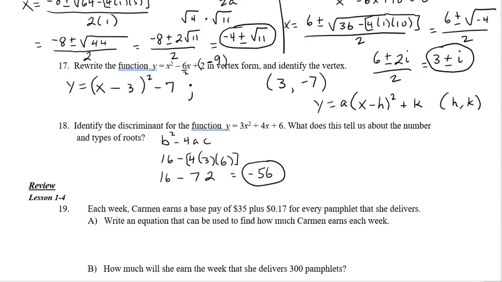And what does this tell us about the number and types of roots? Well, since the discriminant is negative, we're going to have 2 imaginary roots. No real number roots. They're both going to be imaginary.